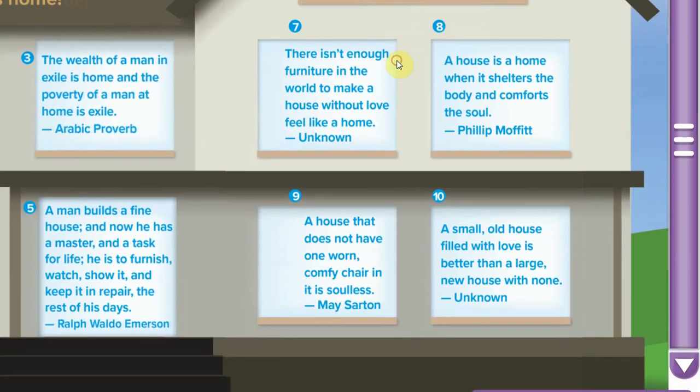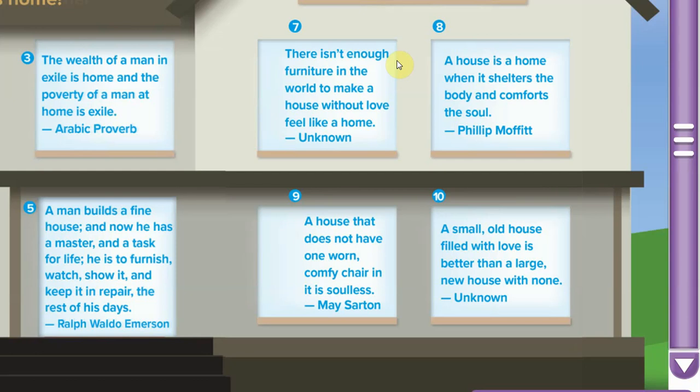Okay. Let's move. Number 9. A house that does not have one worn comfy chair in it is soulless. Said by May Sarton. Here, May Sarton says that a house that doesn't have one worn معناها ممزق أو بالي أو قديم يعني، comfy اللي هي مريح، chair كرسي مريح وقديم، is soulless يعني المنزل اللي ما فيهوش كرسي قديم ومريح is soulless يعني بلا روح.